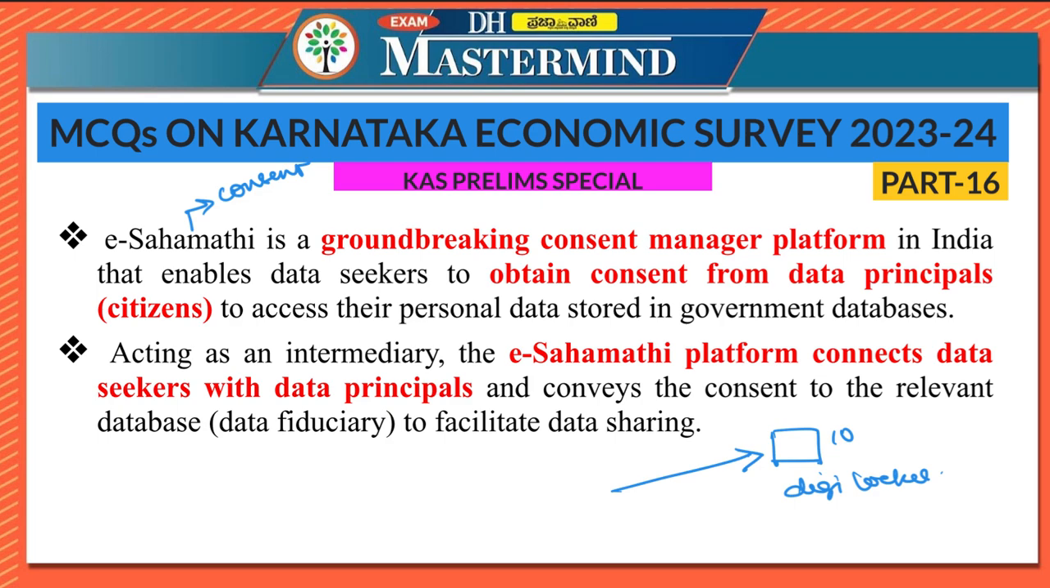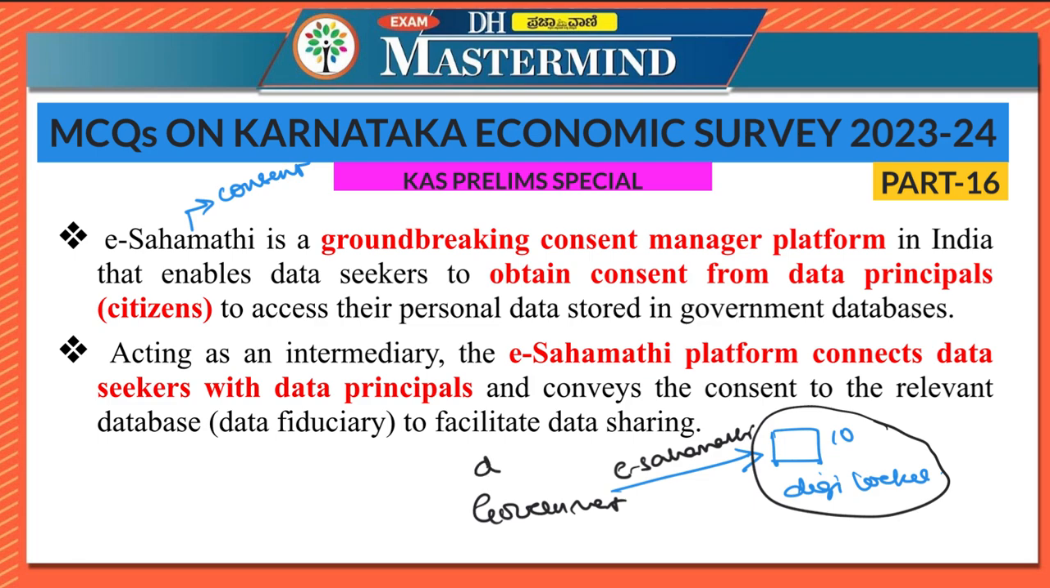How will you provide the permission for the government to access your DigiLocker and have a look at your 10th standard marks card? So you will sign it on the e-Sahamati platform. This is where e-Sahamati comes into the picture. This is just a consent manager. The e-Sahamati platform does not store your 10th digital certificate. It is stored in DigiLocker. But e-Sahamati is acting as a consent manager platform and it enables data seekers. Data seeker in this example is the government, but it could be not only government, any private entity for that matter.